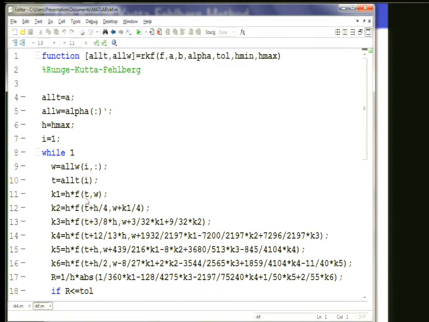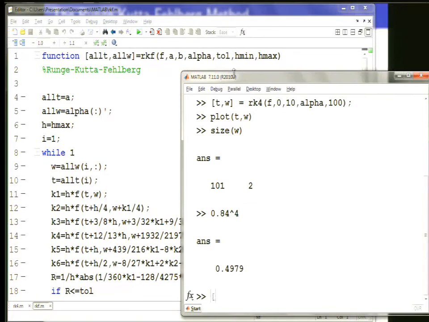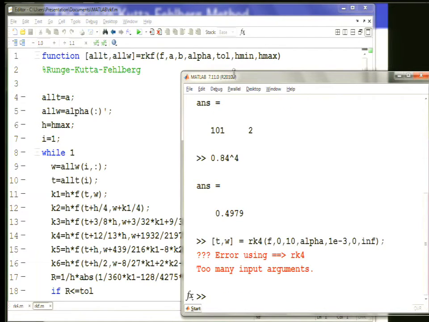Let's use it. Let's run it on what we had here. So basically, you do exactly what we did. F010 alpha. Instead of 100 steps, I'm going to tell it an accuracy. And let's tell it 10 to the minus 3. And then I have to tell it smallest h and largest h. That's the way it is. Let's see if it freaks out if I do that. That's a little risky, I think. RKF.